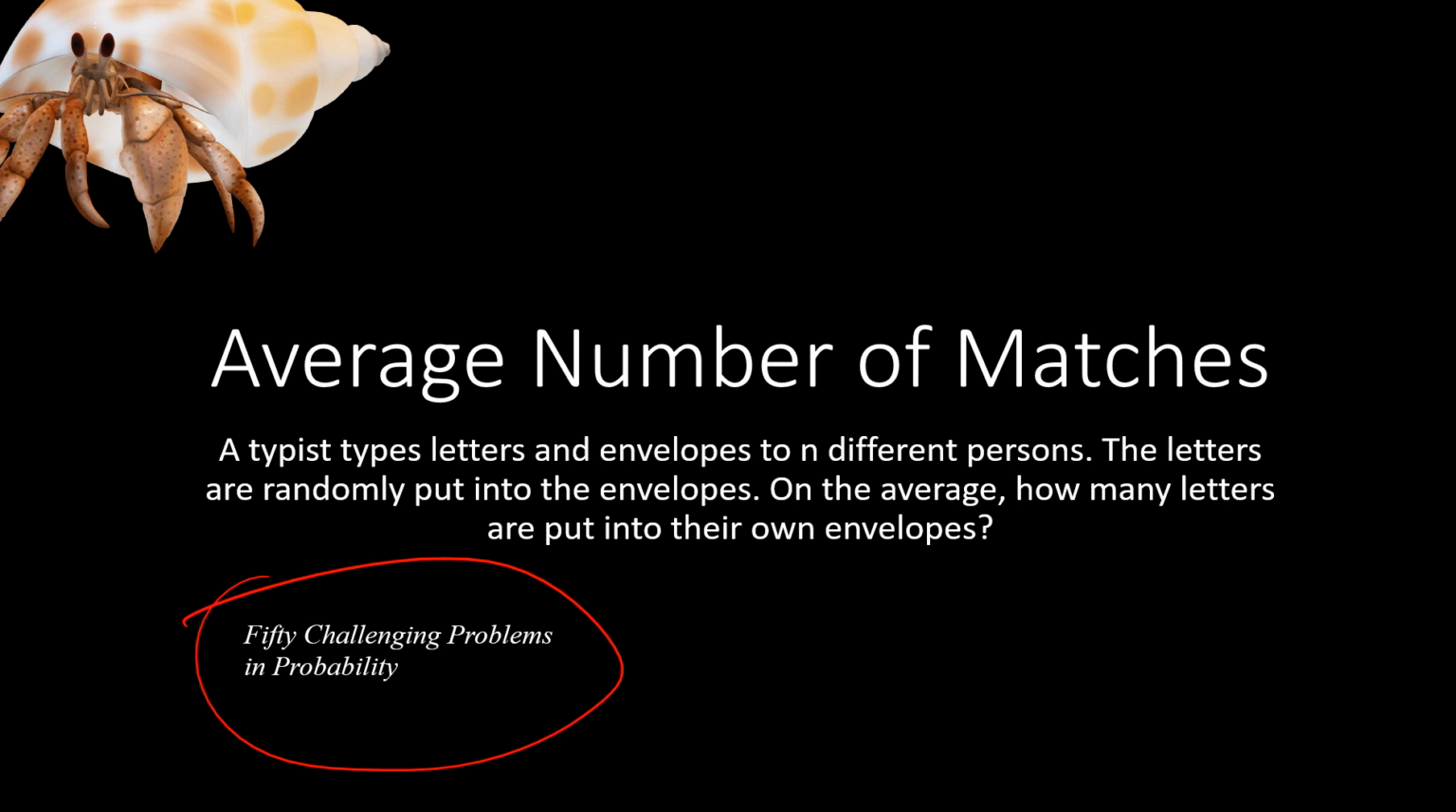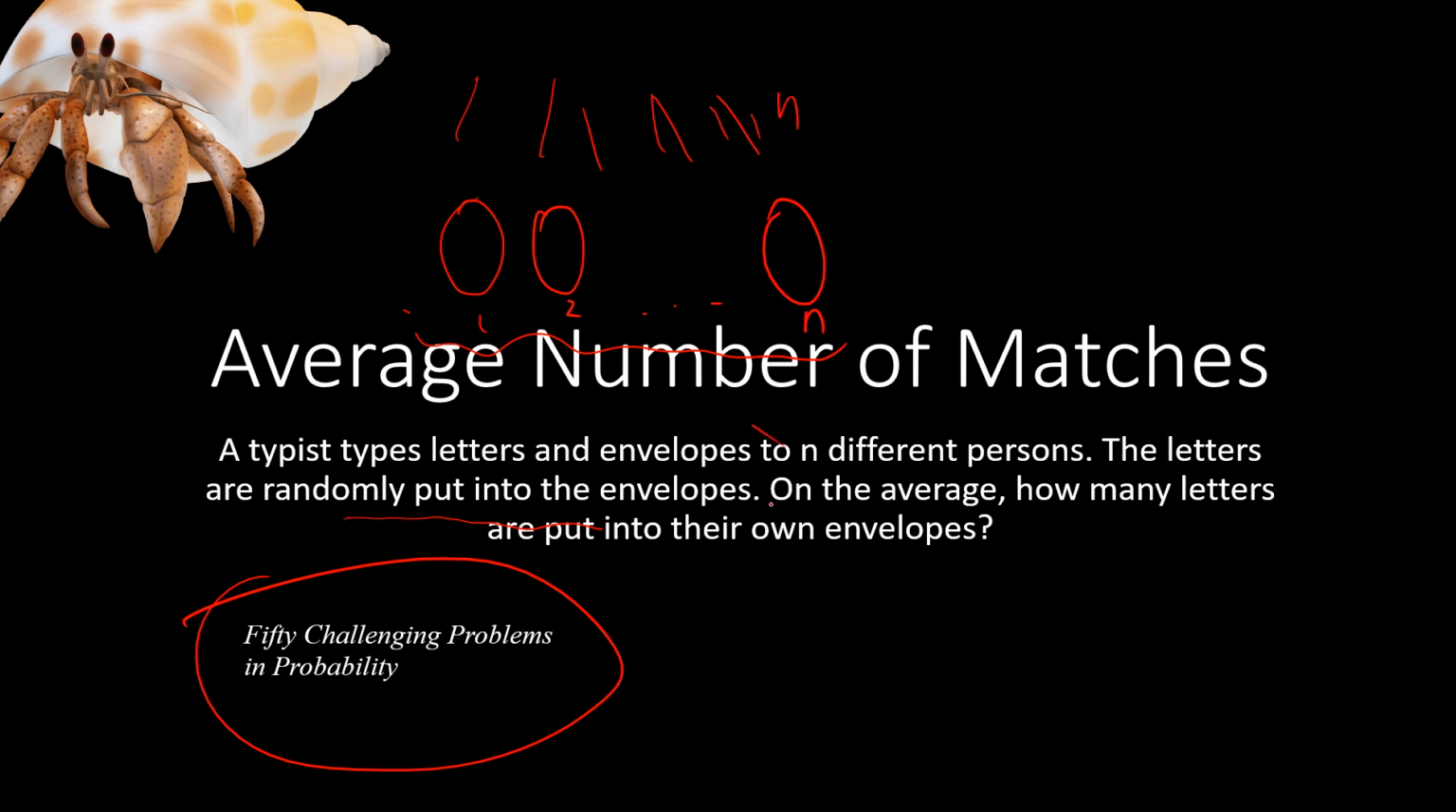Basically, a typist types letters and envelopes to n different persons. The letters are randomly put into the envelopes. So you can see the first n people each have their own envelope, and the n letters are randomly put into them. Then on average, how many letters are put into their own envelopes?